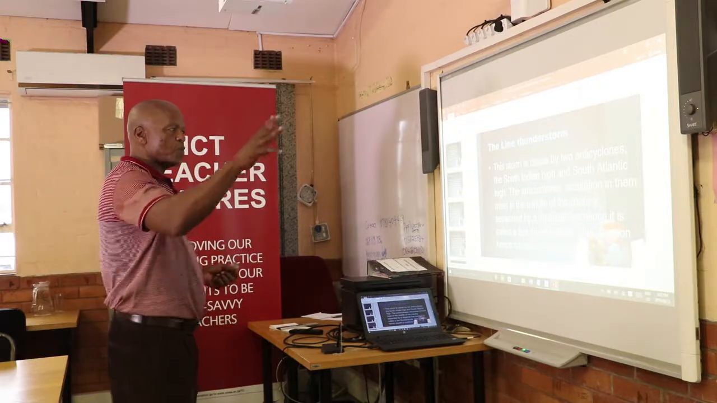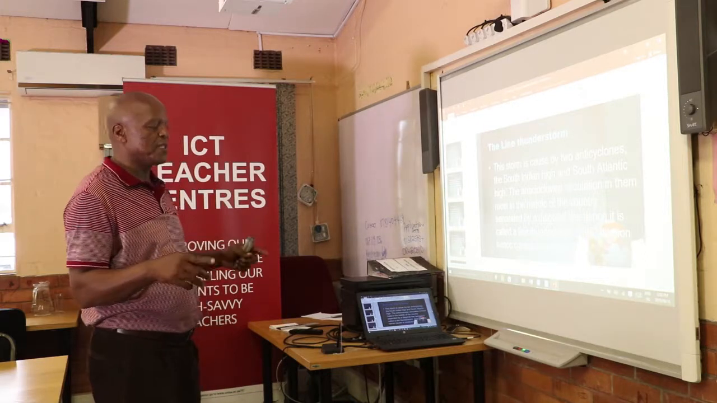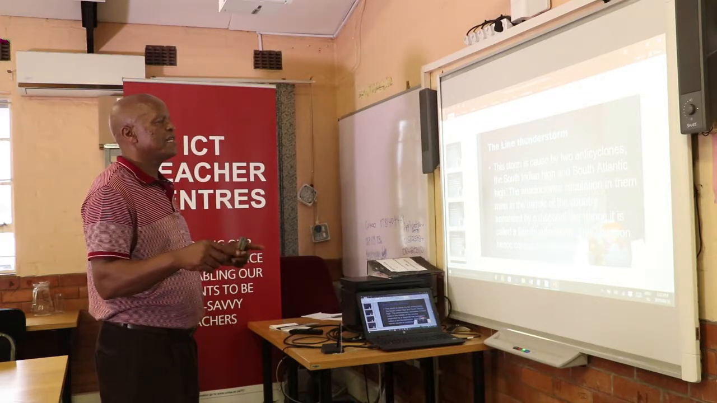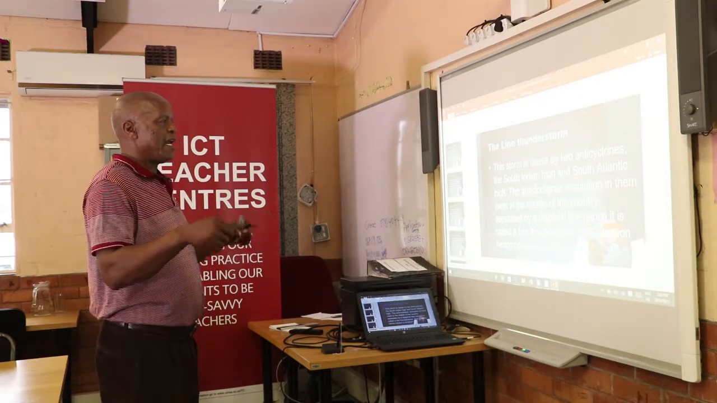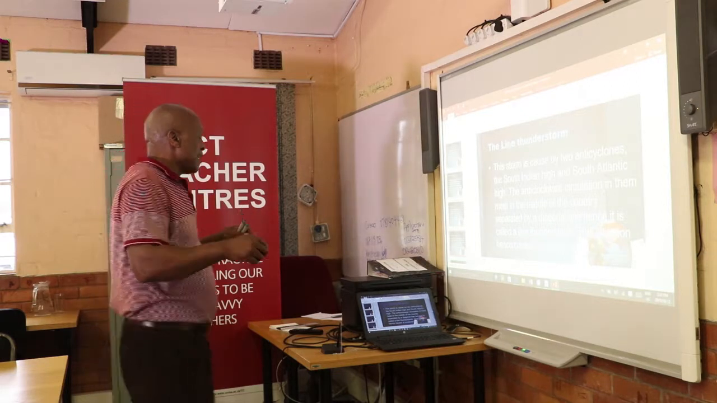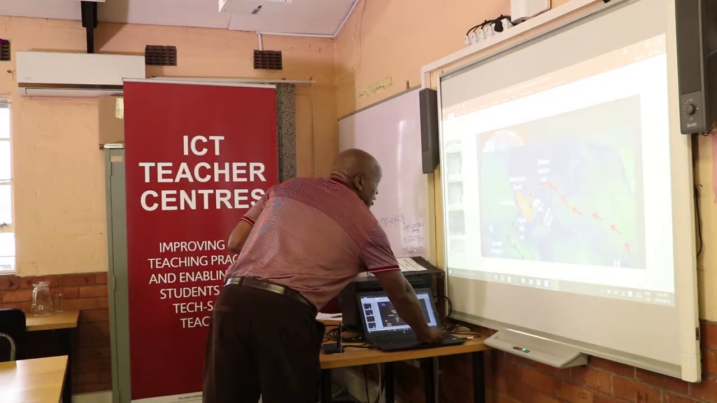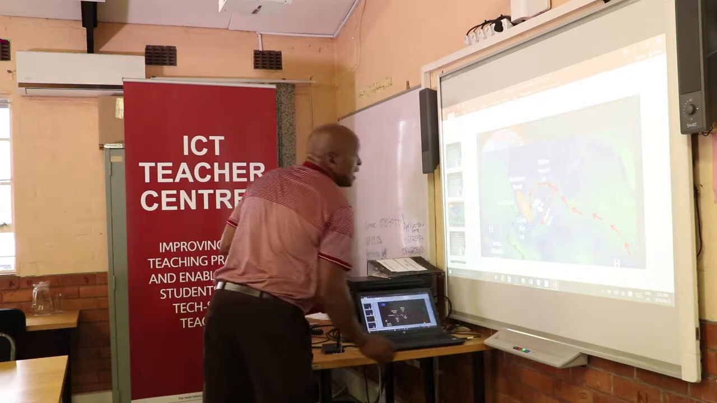Line thunderstorms are caused by two anticyclones. It's very important for the learners, when they do this, they must have diagrams. They must know the anti-clockwise circulation from both the South Atlantic High and the South Indian High. They circulate anti-clockwise and they meet in the middle of the country. You look at this diagram, there you are.